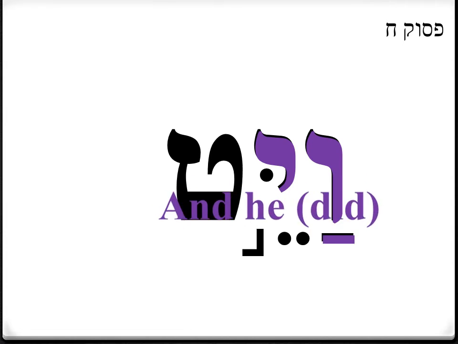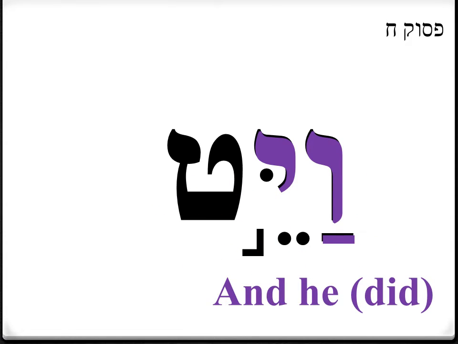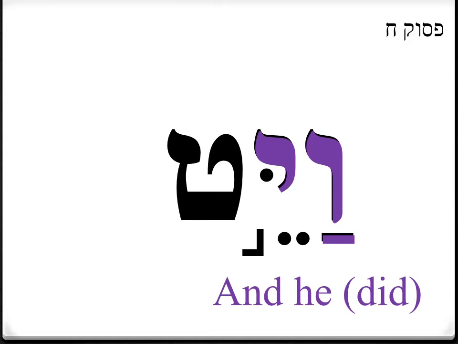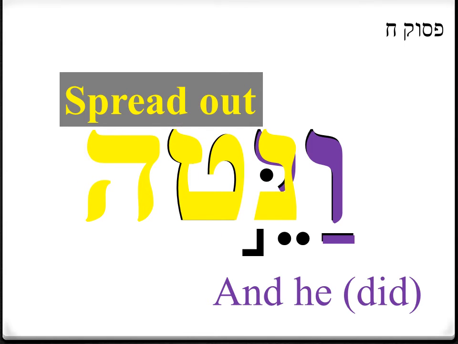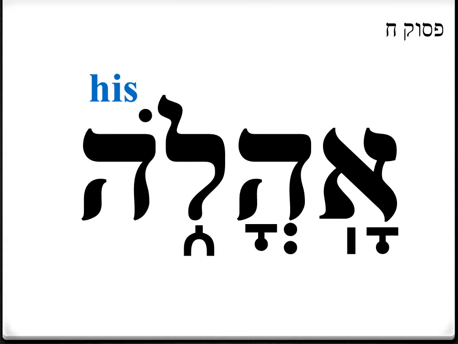Vav Yud again is and he did it. What did he do? All we have left is a letter tes. So what is the shoresh? The shoresh is nata. Nata means to spread out. The translation is vayet, and he spread out. Vayet, and he spread out.